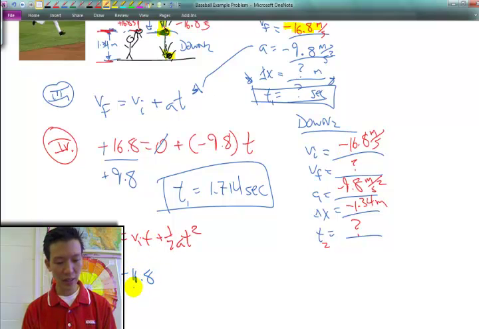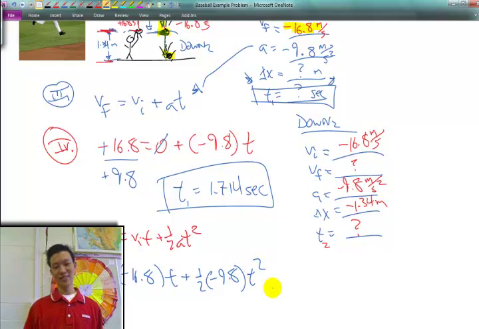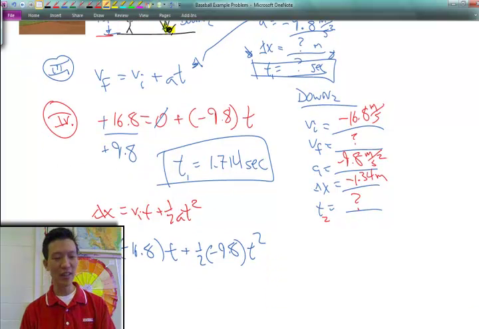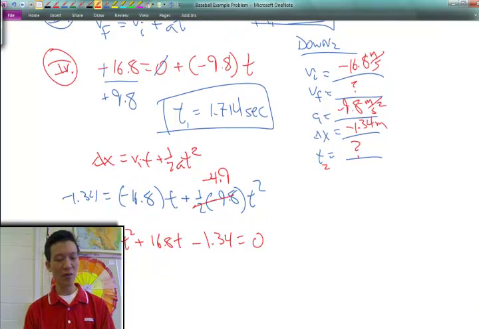That's equal to my initial velocity of negative 16.8 times the time plus 1/2 negative 9.8 times the time squared. Oh, no. Bummer. Okay, not too bad. Right away, we're going to have to rearrange this, and what kind of equation are we going to end up with? Can you tell? Half of 9.8 is 4.9. If we rearrange this, this will be 4.9 times t squared plus 16.8 times t. Let's see, bring it to the left side, minus 1.34 equals 0.